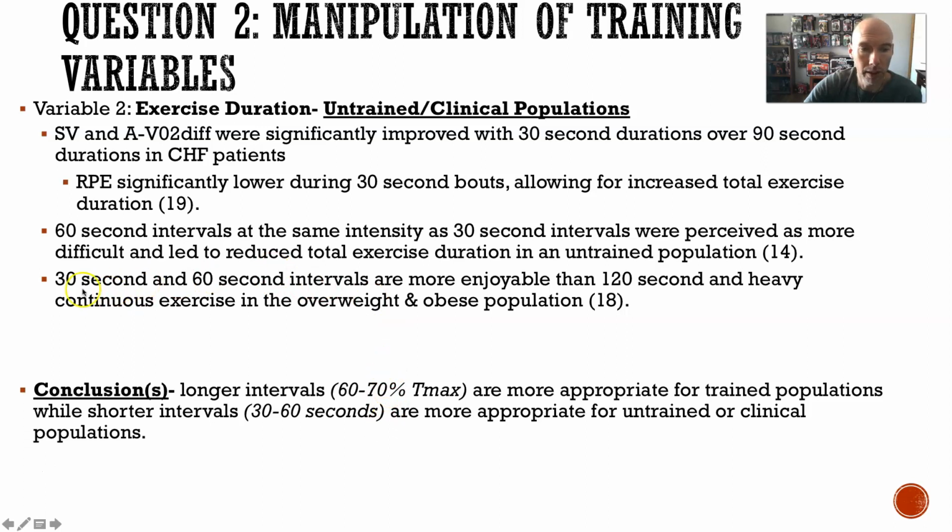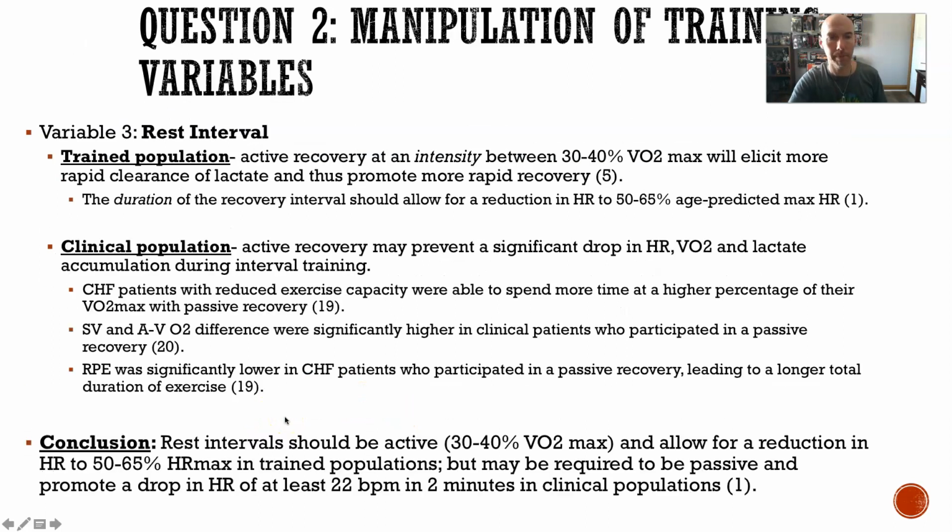This is an interesting bullet point. They were looking at enjoyability of the activity. So, of course, if you're working all out, 30 seconds is more enjoyable than 120 seconds. Well, no kidding, right? 30 seconds of pain is much more enjoyable than 2 minutes of pain. So the conclusion was that the longer intervals are more appropriate for trained populations. So again, in that kind of like 60 to 75 second range, where the shorter intervals are more appropriate for the untrained or the clinical population, being in the 30 to 60 second range.